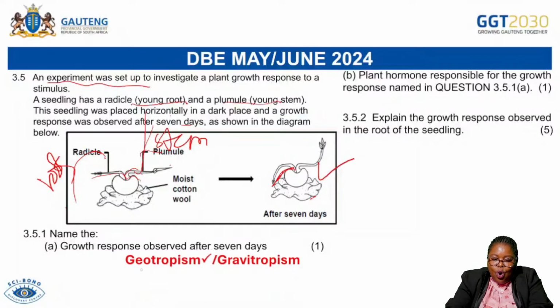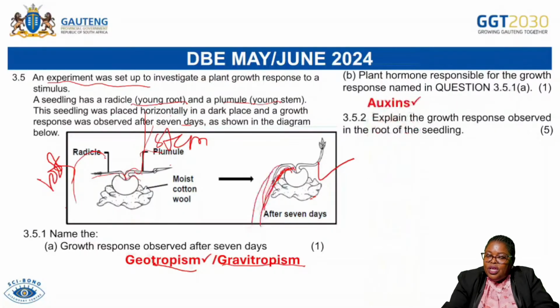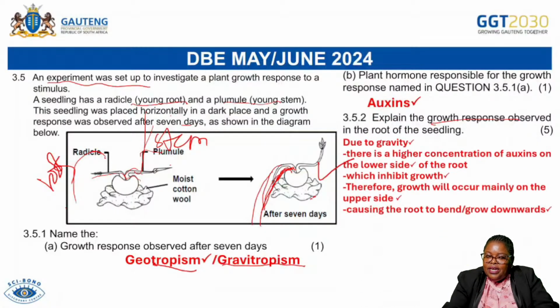We observe the growth response is geotropism or gravitropism, because the radicle here is growing or is developing towards gravity. So the growth response observed here is geotropism, right? Plant hormone responsible for the growth response named here. We have got the auxin is responsible for growth. Do not forget that.